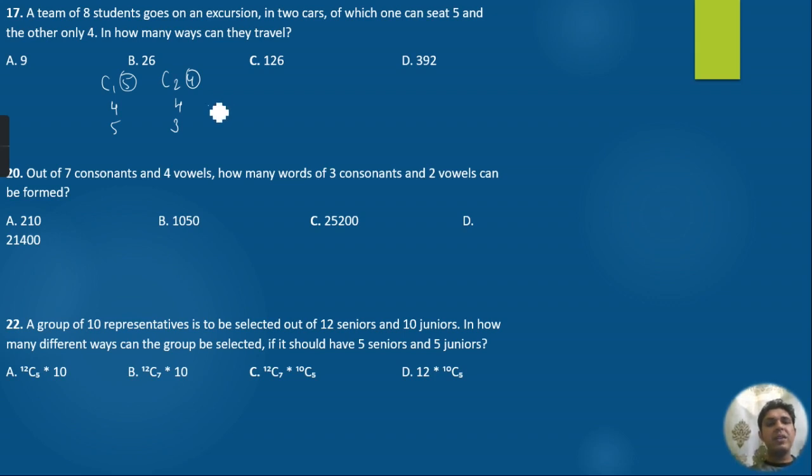So in the first case, if I select 4 people out of 8, this will be 8C4. Now I am left with 4 other people. Selecting 4 people out of 4, this will be 4C4. If I come to the second one, this is selecting 5 things out of 8. Now I am left with 3. So this is selecting 3 things out of 3.